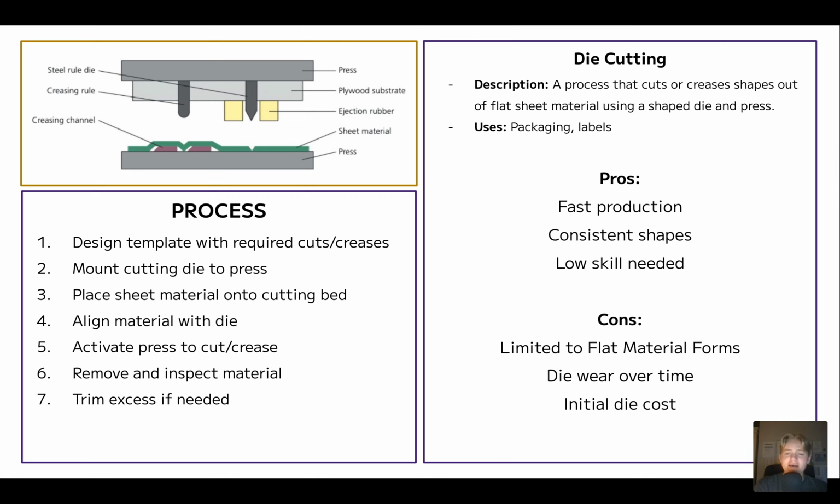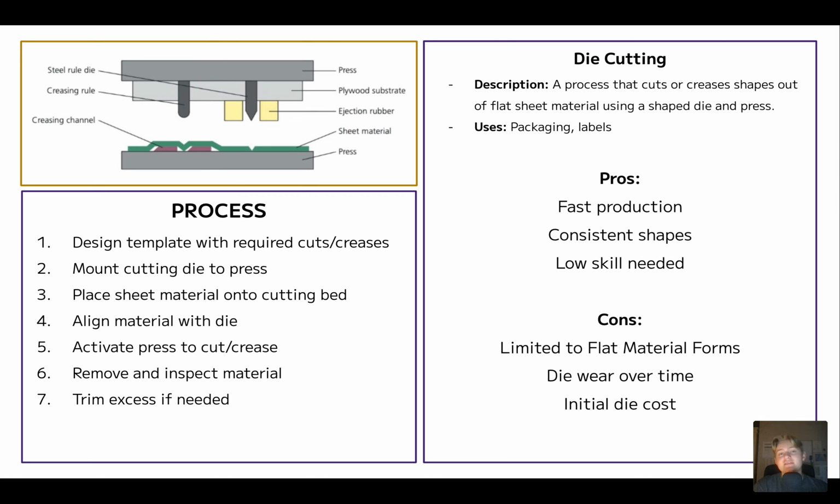The cons of it is that it is limited to flat material forms, so you have to use sheet materials with it. You can't use anything that's not a sheet material, which limits you to only 2D designs. And also the die can wear out over time. So particularly this is important for die cutting rather than die creasing. But that die wearing out over time means it will be less effective at cutting materials, which means we'll be likely having to replace it.